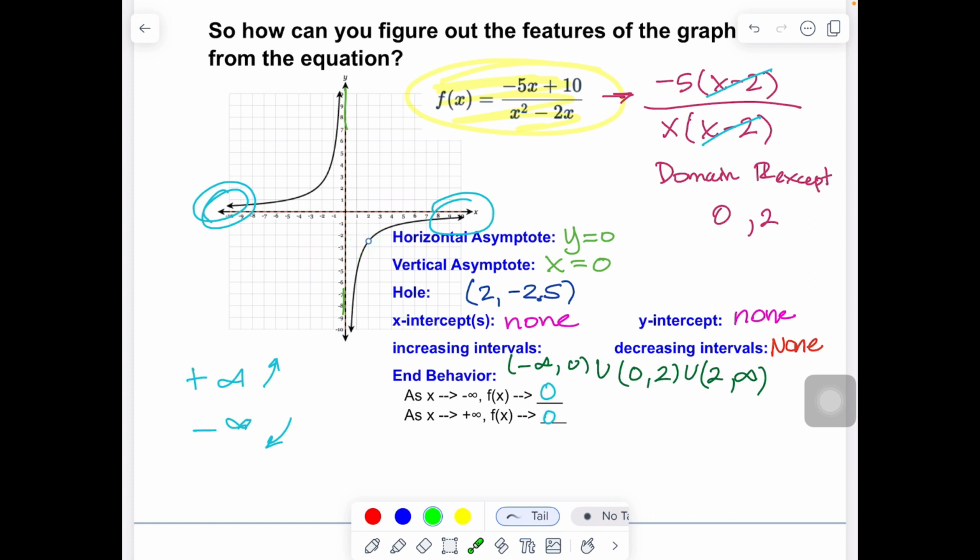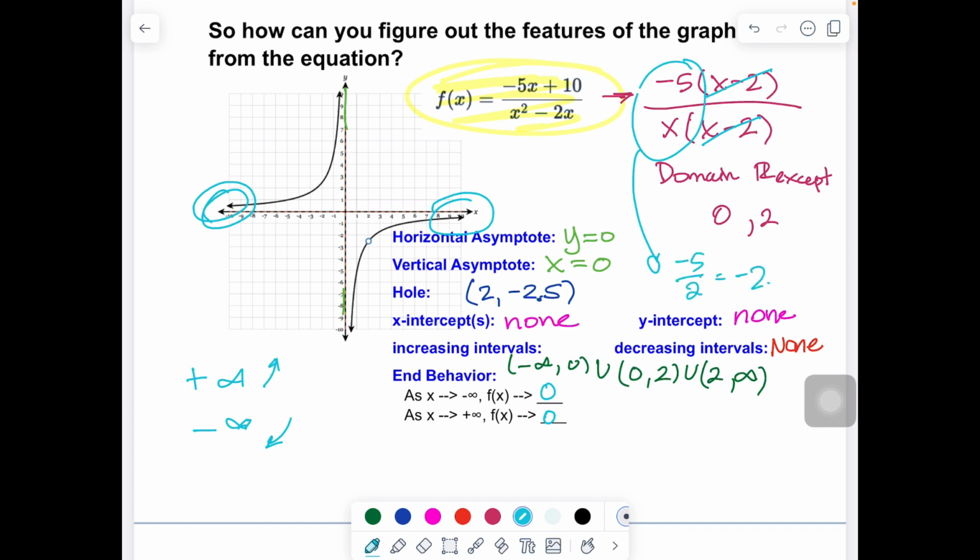Okay, intercepts, we talked about there's none there. How about the coordinates of that hole? Well, the 2 obviously came from the coordinate from here. And then, after we cancel things out, if we take that 2 and plug it in, so if we plugged our 2 into here, then we would get negative 5 over 2.